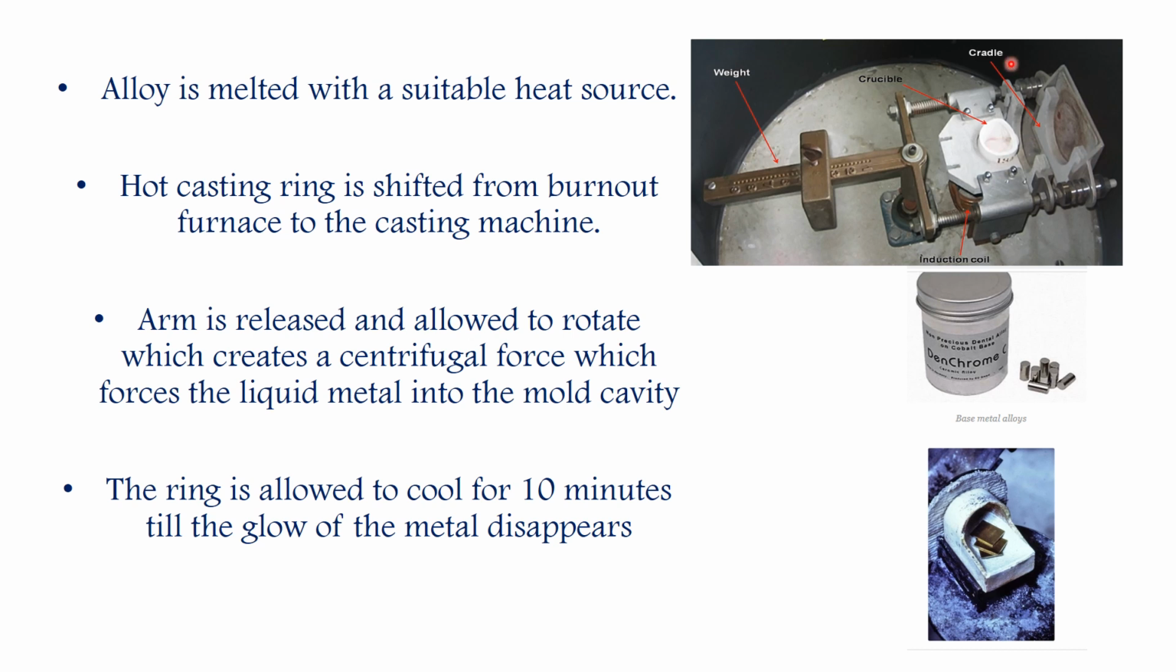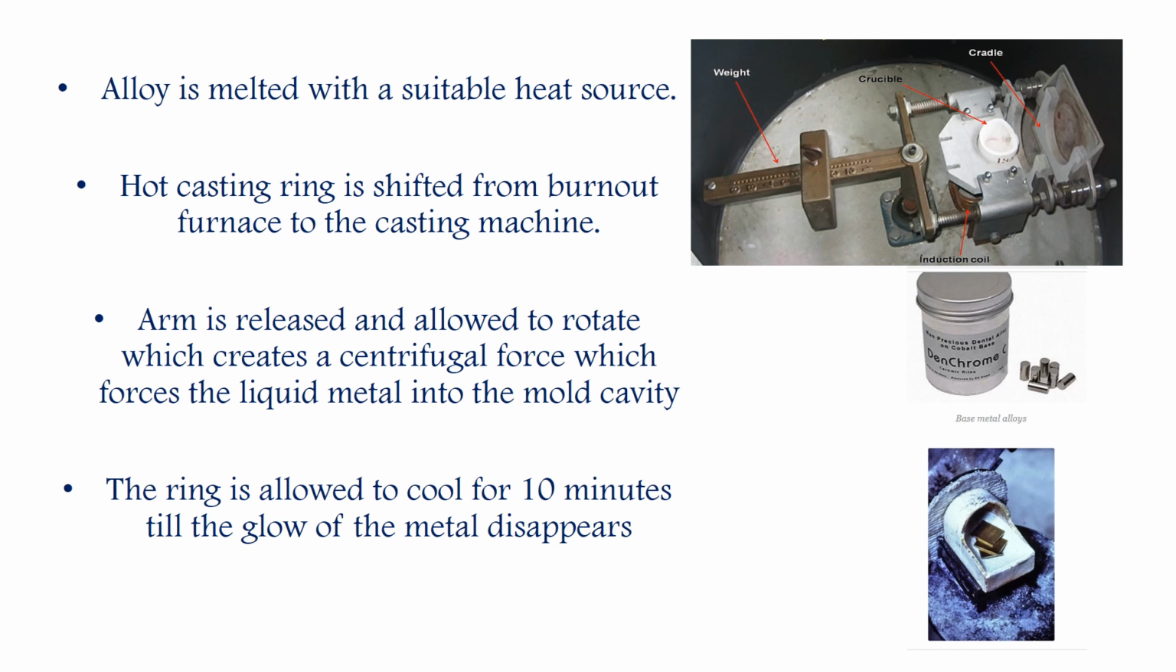And then here in this cradle area, you have to keep your hot casting ring, the ring which was there in the burnout furnace. You have to keep that ring from the burnout furnace inside the casting machine. Then this arm is released and it will rotate, and due to the rotation it will create a centrifugal force. By this force, that liquid metal will be forced inside the mold cavity.